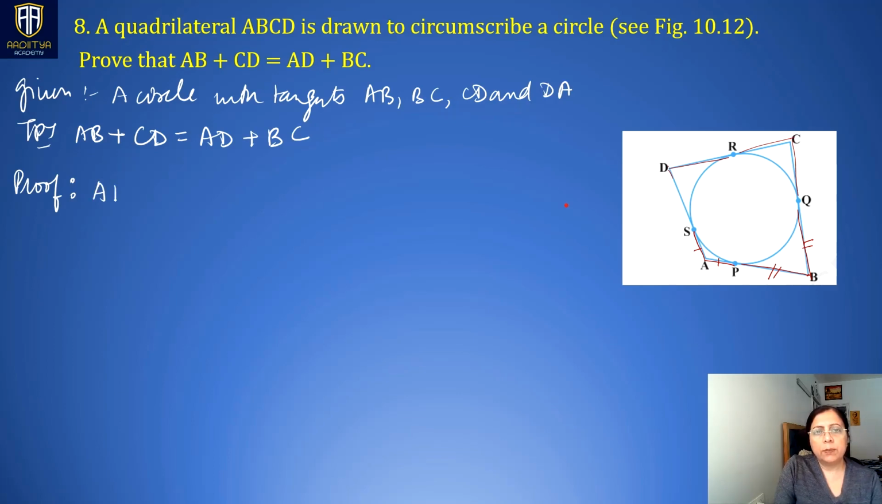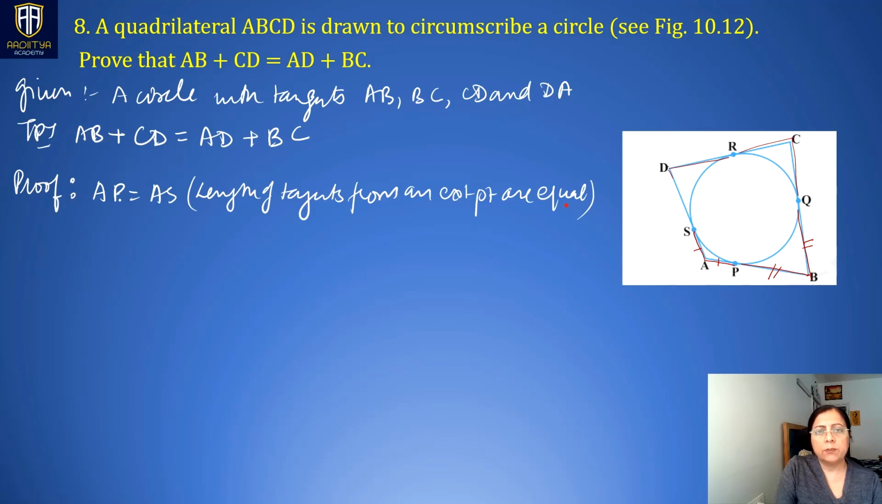Then we have AP is equal to AS. The reason being the lengths of tangents from an external point are equal, right? So these two lengths, AP is equal to AS. We can use the same reason for the next set, BP is equal to BQ.